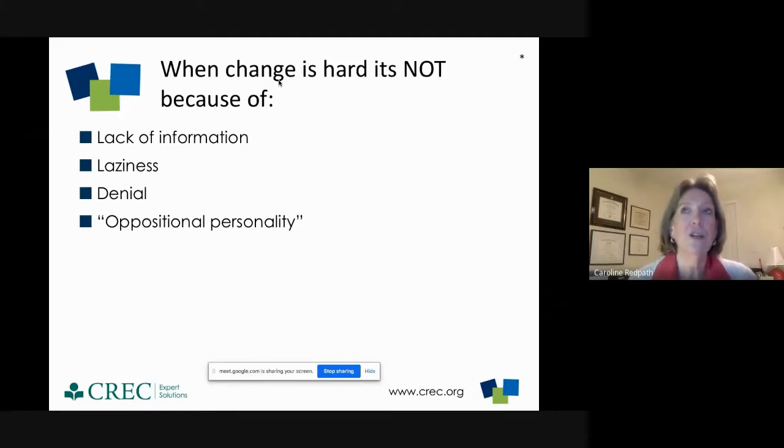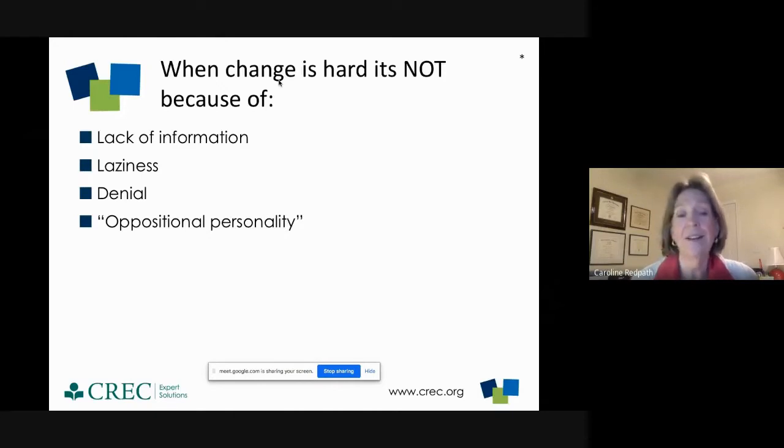Laziness. Usually these are the same people that will put a lot of effort into a different behavior. And often some of the rages we see or the efforts they'll go to hide the phone take a whole lot more effort than the behavior we're asking them to do. It's usually not because of denial.